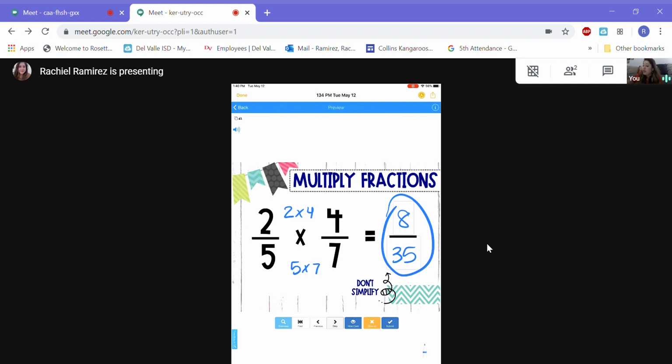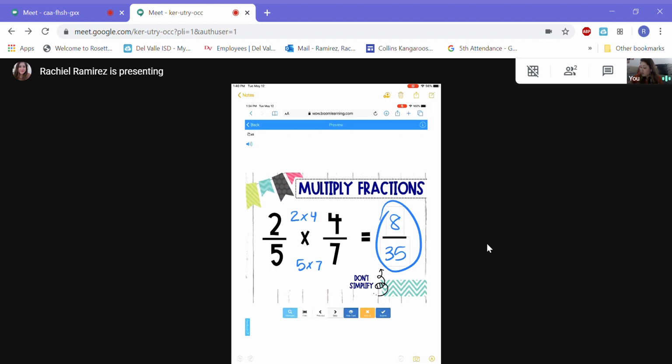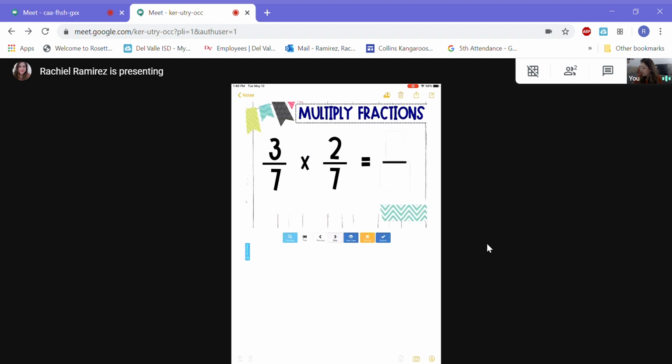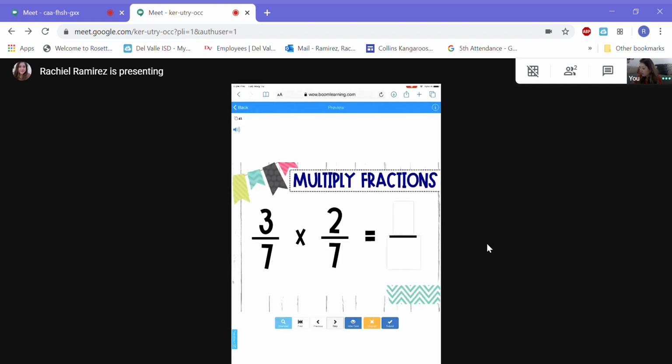Okay, so let's go ahead and look at the next one. Okay, so the next one is right here. Looking here, I want to change colors for this one. So looking at this one right here, we have 3 times 2, which is 6. We have 7 times 7, sorry about that, which is 49. So 6 over 49 is your final answer. Okay, and that's basically it.